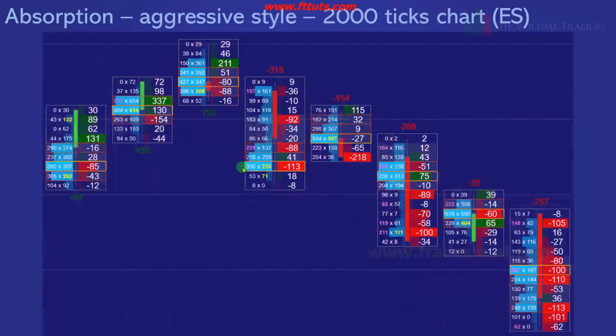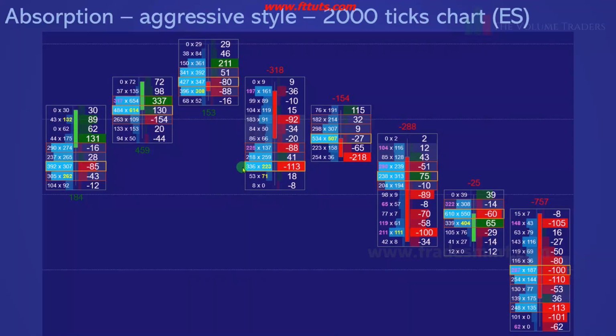Good. Then it's time for a very, very, very aggressive style on the 2000 ticks chart. I use it only on ES. If you would put 2000 tick on the GU, you will wait hours for one candle. And on ES, 2000 tick chart, you can see sometimes in a very volatile session time, one candle as 8 seconds or 10. Yes, this is very fast moving.